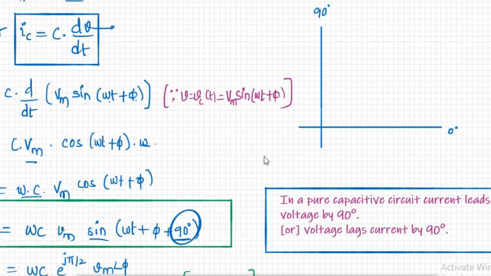I can say in a pure capacitive circuit. This is important. Why I mention pure: a combination of resistance and capacitance is not called pure, it is called practical. Circuits having only a capacitor are called pure capacitive circuits. For a pure capacitive circuit, current leads voltage by 90 degrees. For a pure inductive circuit, current was lagging voltage by 90 degrees, but for a pure capacitive circuit, current is leading the voltage by 90 degrees.